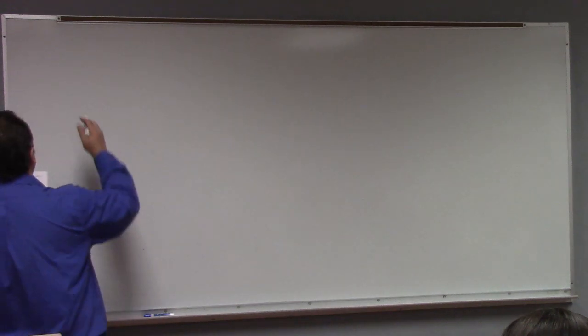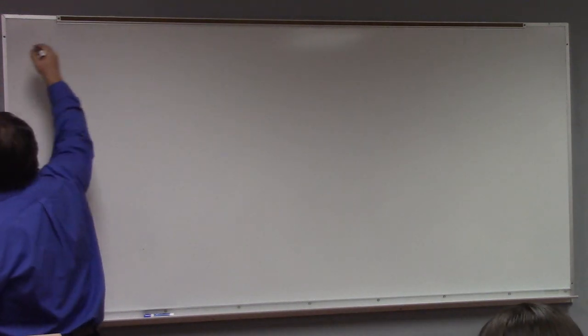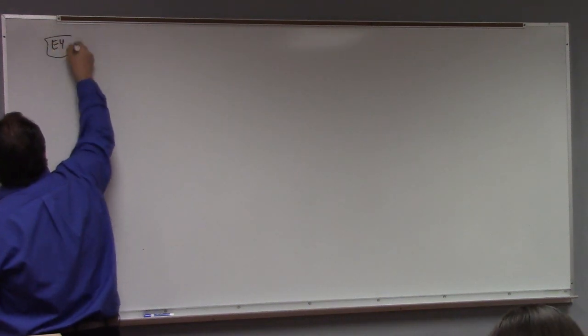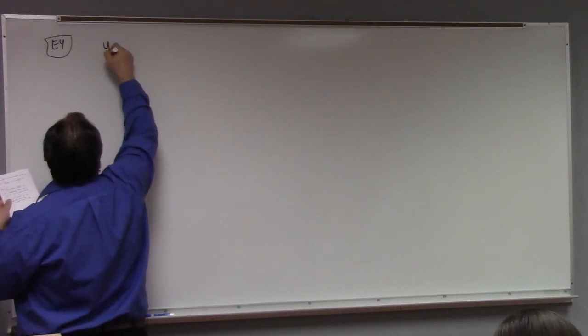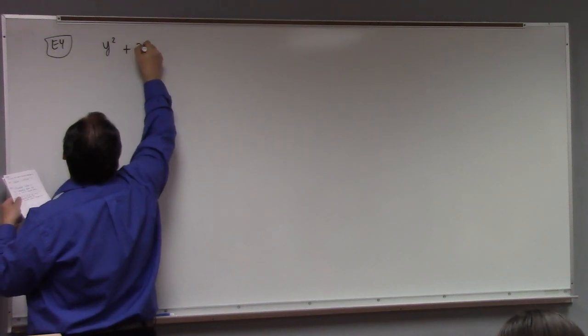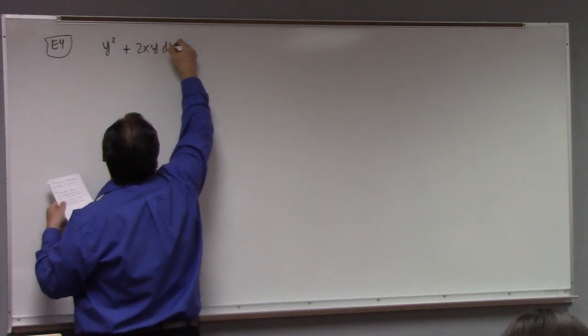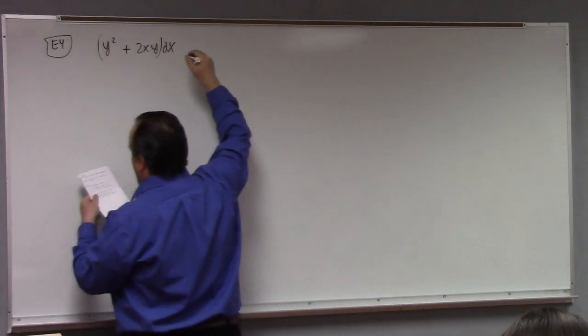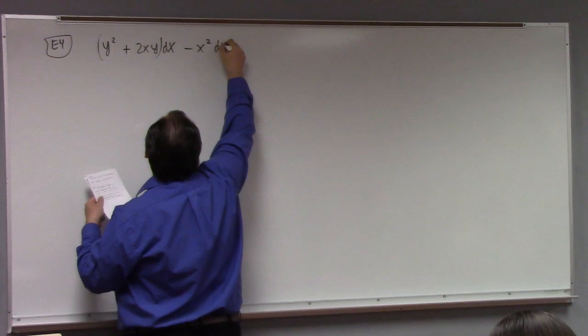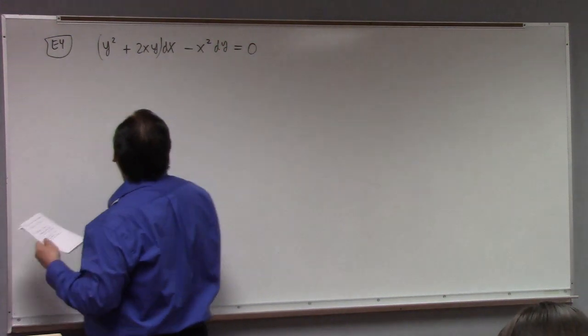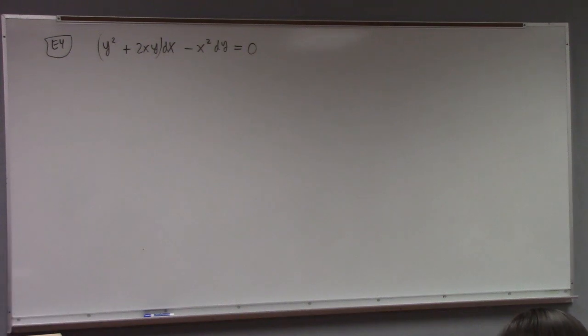Now, so here's one. So I'm going to try to do some faster examples here at the end of class. So suppose we're up against y squared plus 2xy dx minus x squared dy equals 0. So you can't separate that. And if you tried to, it's not linear because there's a y squared. If you tried to look at this as an exact equation, you'd be stuck as well.